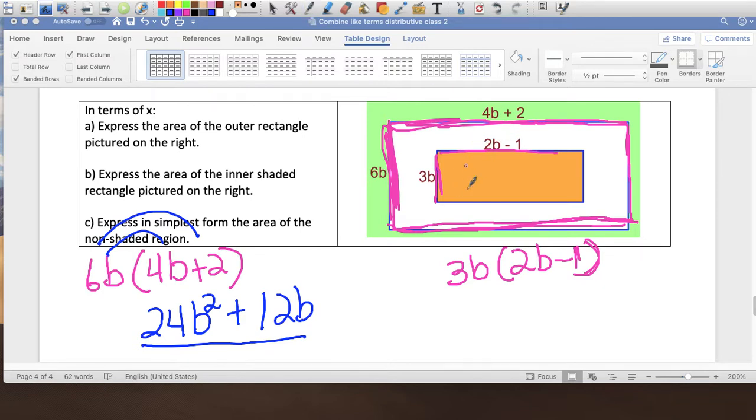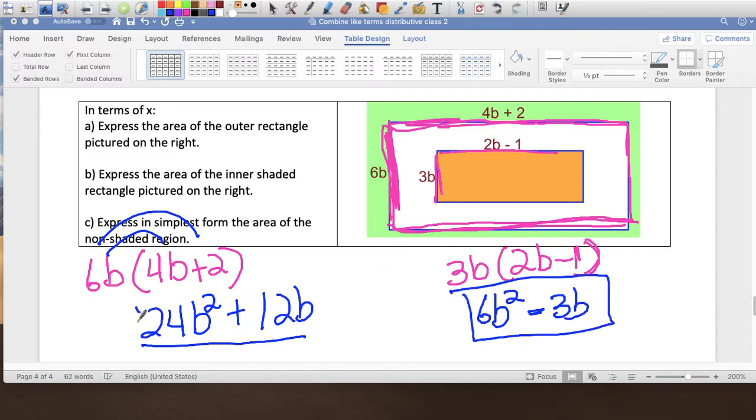Smaller rectangle, the area of that yellow rectangle, well, the area is going to be base times height. Multiply these two, and I'm going to get 3b times 2b is 6b squared. And then 3b times negative 1 is going to be negative 3b. So the area of the yellow rectangle is expressed by this. Now, asking you to express in simplest form the area of the non-shaded region.